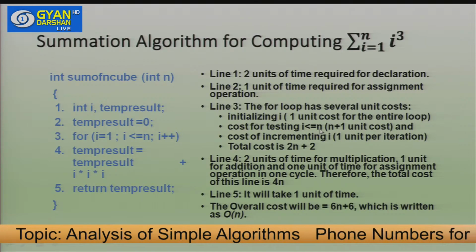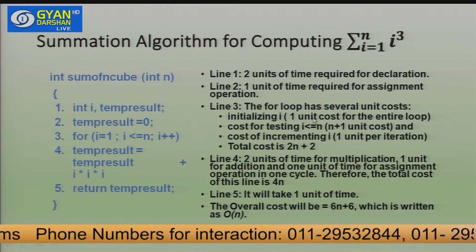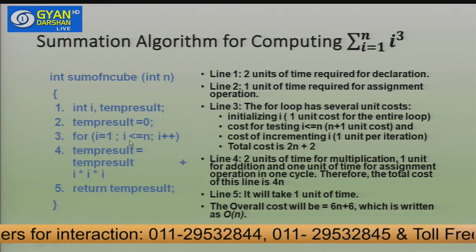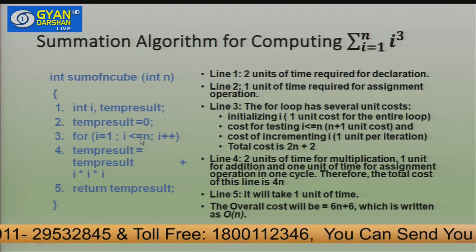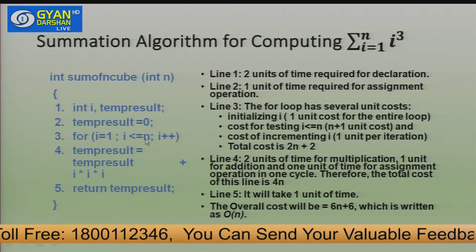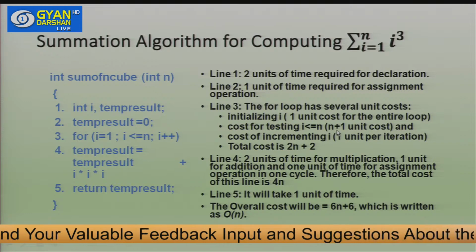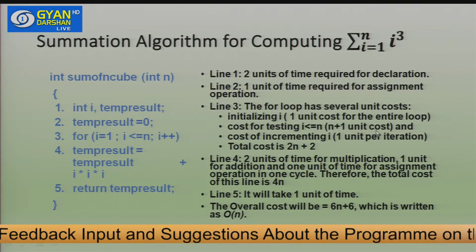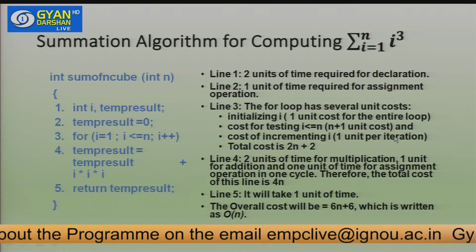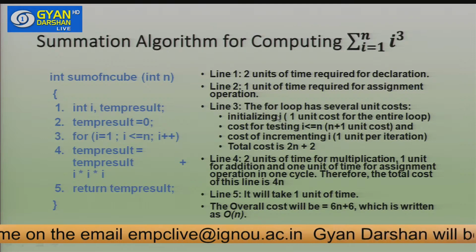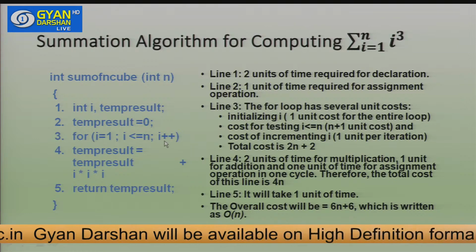Next is the cost of testing I less than or equal to n. This is going to happen in every step, and it will be executed n plus 1 times, because at the time of termination it is also checked. For the value of n plus 1 also it will be checked, and only then does termination take place. So this requires n plus 1 unit cost, and then the cost of incrementing, that is I plus plus, is 1 unit. This is what the for loop statement requires.